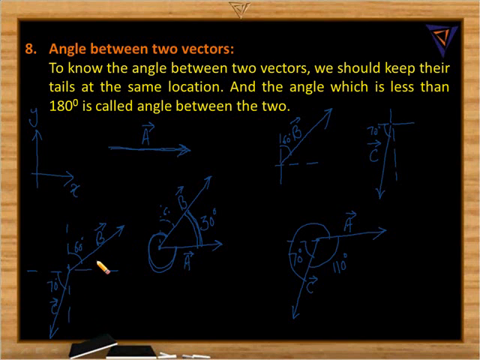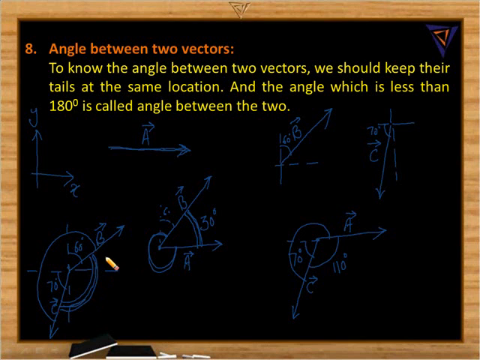So to know the angle between B and C, there is one gap, this one, which is less than 180, and another gap of angle is here which is greater than 180. But we know that the angle between the vectors is always referred to as the gap which is less than 180 degrees. So in this case, this particular angle will be used as the angle between B and C.